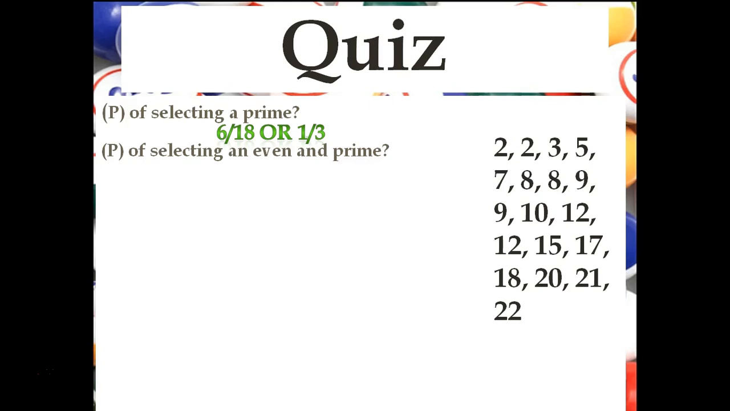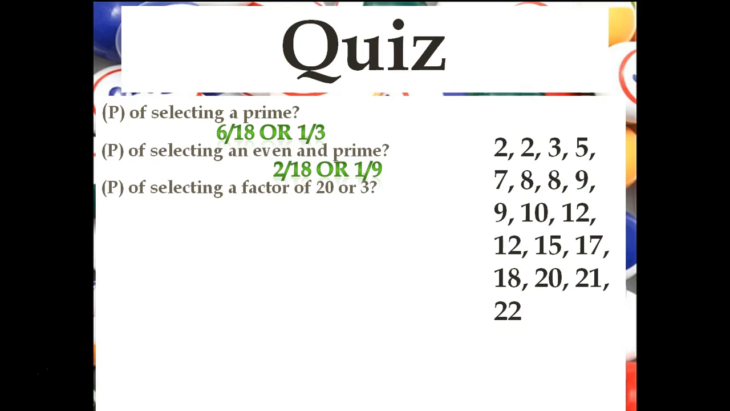So once again, this time, it must be both. It must be both even, and it must be prime. And if I look at this list to the right here, and I could look at a list of every number from 0 to infinity, the only even prime number is 2. And I have 2 of them on the board here, so I have 2 chances of selecting it out of 18. 2 18ths reduces down to 1/9.